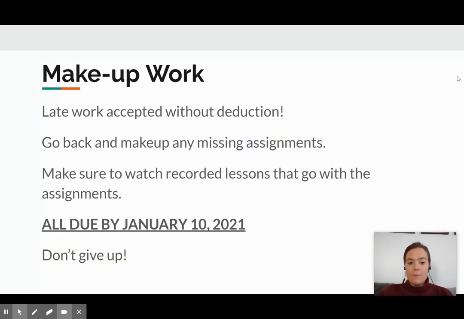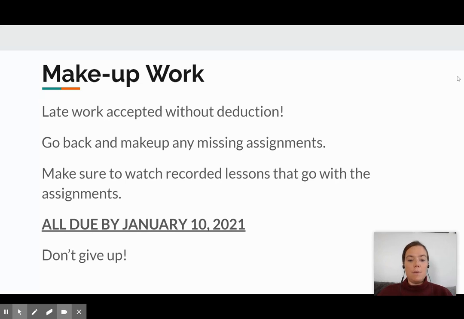So we have 3 weeks until the end of the semester, this full week, and then 2 weeks when we get back from break. I need to have all makeup work in by January 10th. That is not the end of the semester, but I need to give myself that whole week to get your grades totally updated and have all of those things graded. So please make sure that you are getting your makeup work in. You can turn any single assignment in and it will be counted or graded without any sort of deduction.